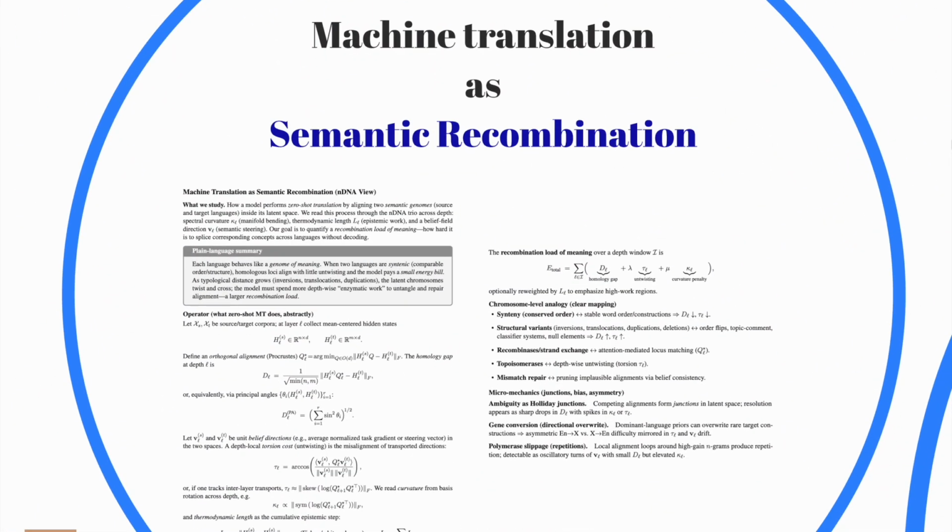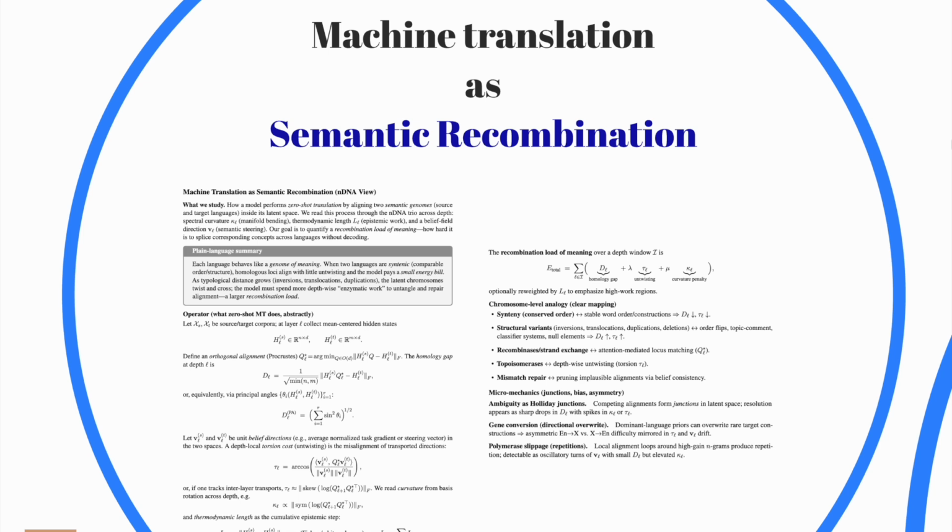Here's the conclusive biological analogy that ties it all together. Machine translation behaves like homologous recombination. Each language is a genome of meaning. When two genomes are syntenic, similar order and structure, the system finds matching loci quickly, copies the missing pieces, and finishes the splice with little strain.